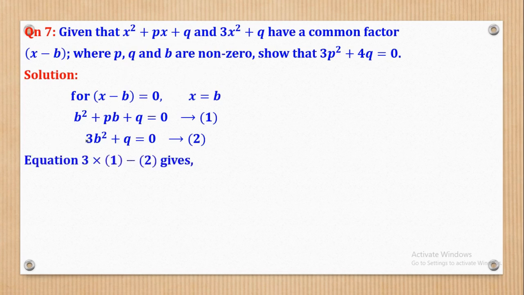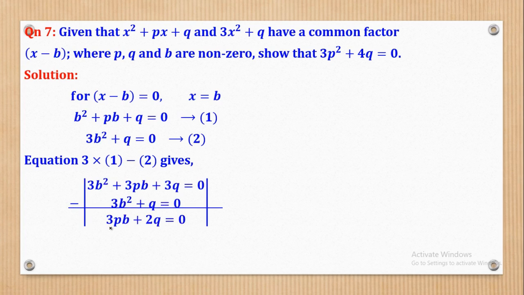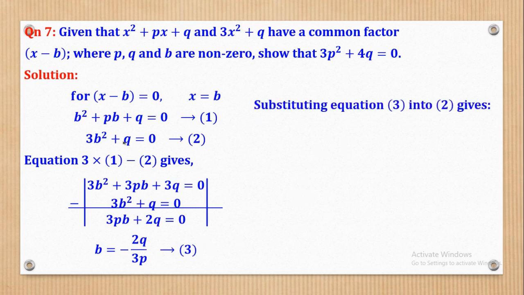So my aim is to eliminate b squared. So I'll say 3 throughout, multiply through 3 throughout equation 1 and subtract equation 2 from it. When I do that, I'll come up with that expression, and that in the end I'll come up with 3pb plus 2q equal to 0. Therefore, when I make b the subject, b will be equal to negative 2q over 3p, and that is equation 3. Now, substituting equation 3 into equation 2 will give me that.